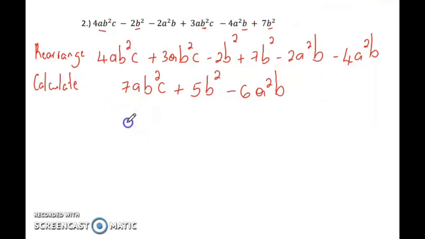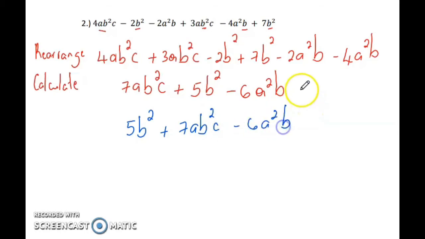So if another student has 5b squared, positive 7ab squared c, and negative 6a squared b, these two answers are the same. Right? And how do we know that they are the same? Because each term has the same sign at the front.